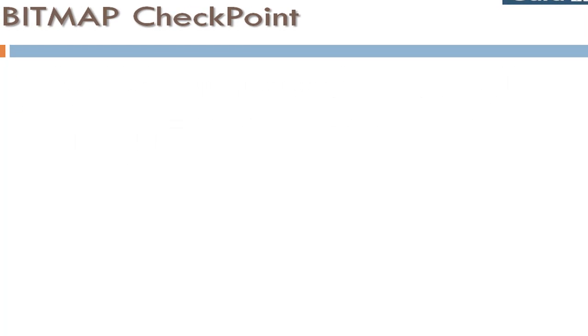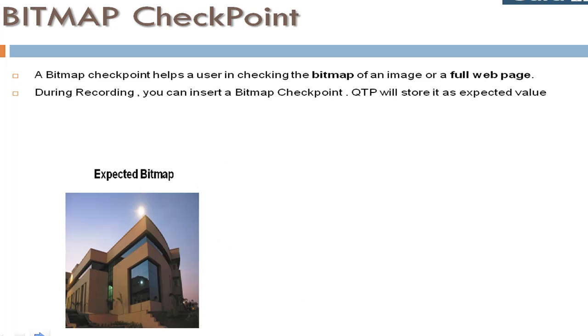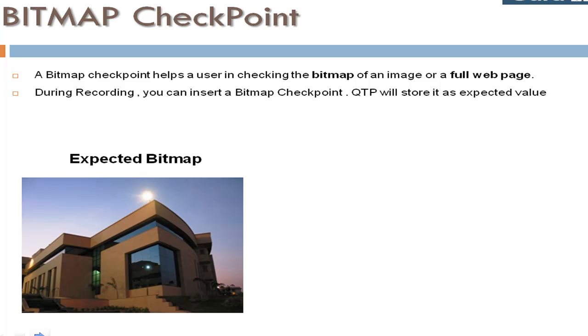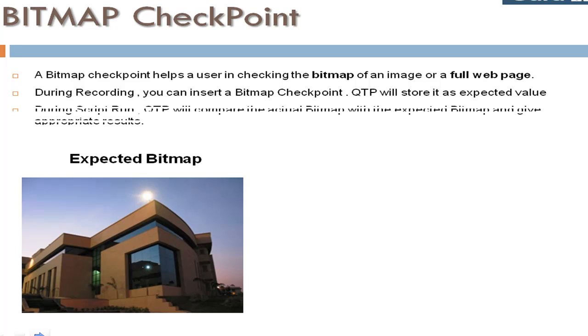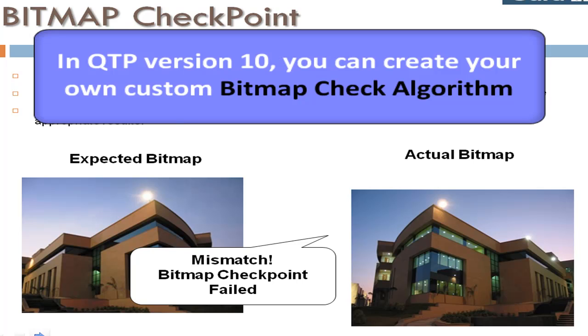Bitmap checkpoints. A bitmap checkpoint helps a user in checking the bitmap of an image or a full web page. During recording, you can insert a bitmap checkpoint. QTP will store it as the expected value. During runtime, QTP will compare the actual bitmap with the expected bitmap and give appropriate results. In practice, even when bitmaps are the same, the checkpoint fails most of the time. Hence, in QTP version 10 and above, HP has provided a feature to create your own custom bitmap check algorithm.